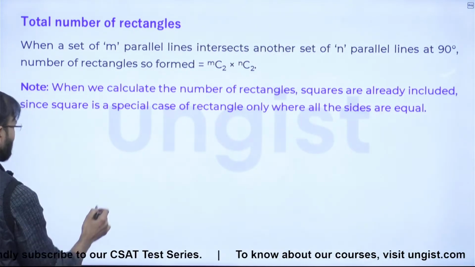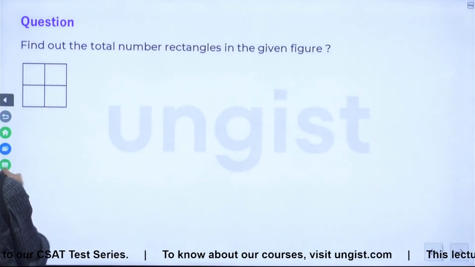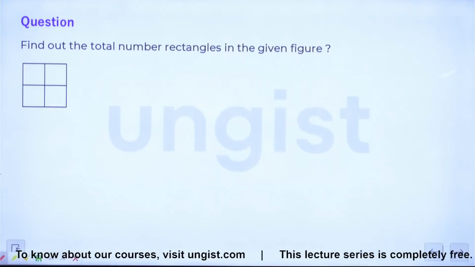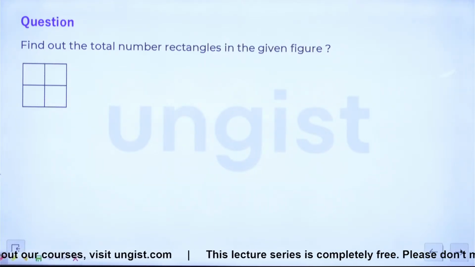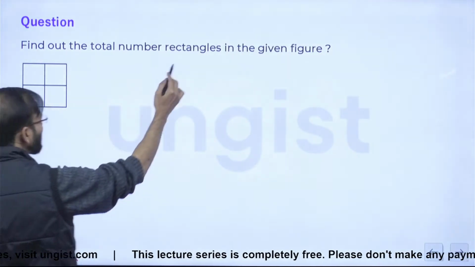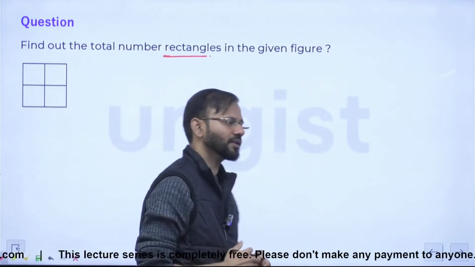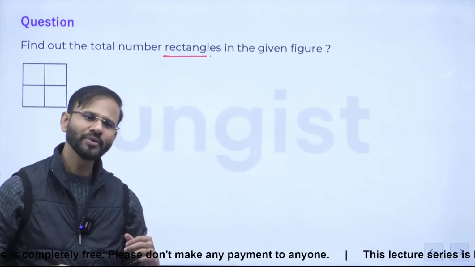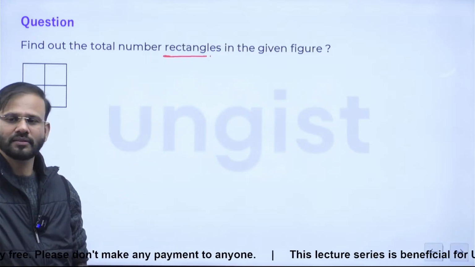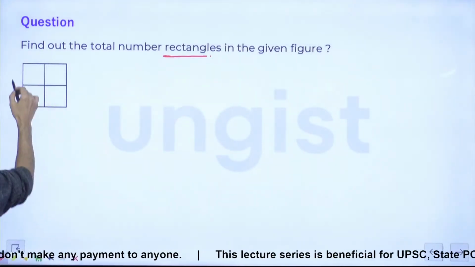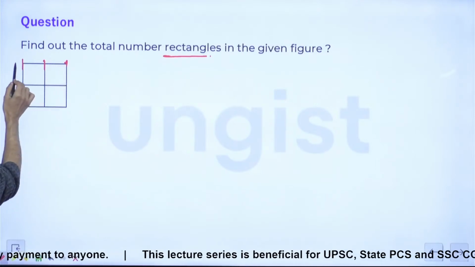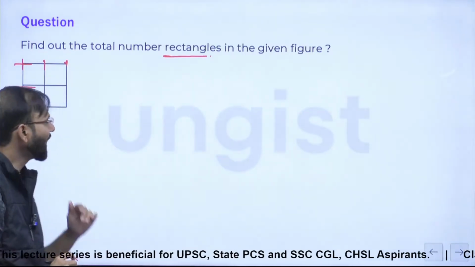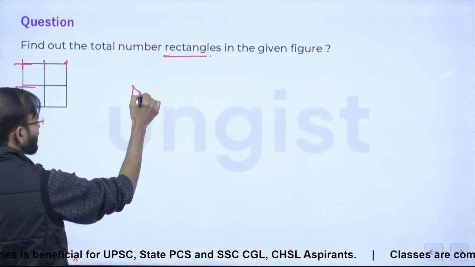After that, just come to this question, guys. Just a small question. मुझे ये बताइए, in this figure, this is actually a 2 by 2 order square grid, right? If you need to find the number of rectangles, we have the formula MC2 into NC2. So friends, here how many lines are intersecting how many lines? Here 3 lines, 1, 2, 3, and 1, 2, 3. So 3 lines are intersecting 3 lines at 90 degree.